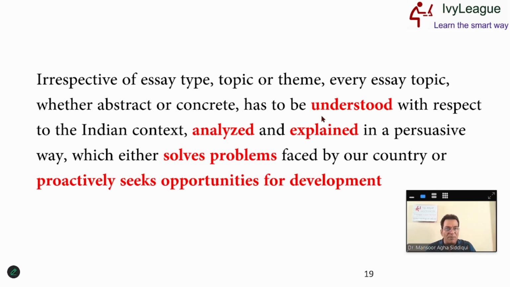So whatever be the topic, you have to understand it with respect to the Indian context. You have to analyze it according to the Indian context, and then you've got to explain it in a persuasive or an argumentative manner. So you need to learn what argumentation is, how to convince people in a better manner, and this has to be done in such a manner that it should either solve problems faced by our country or it should proactively seek opportunities for development. It should be suggestive. It should be prescriptive.